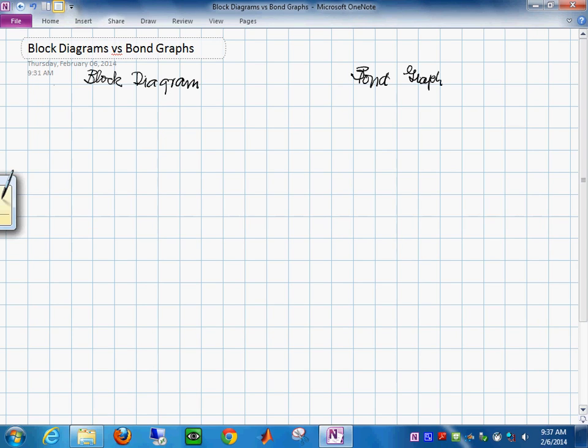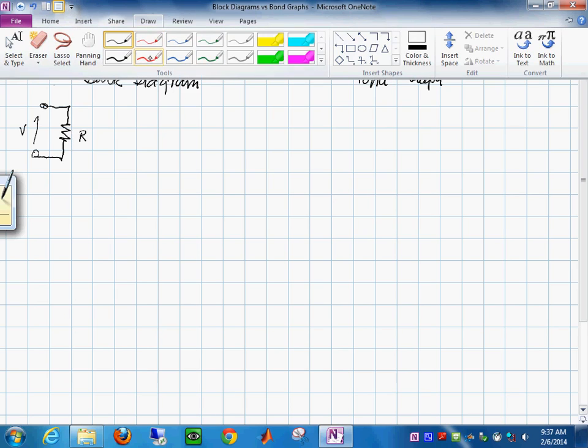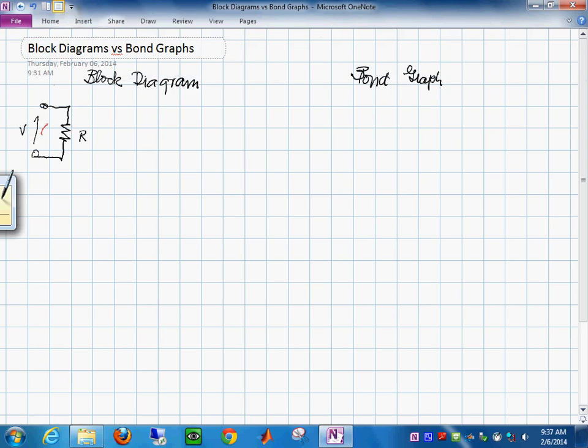Okay. I think we could start with just about any element, but I'm just going to pick one, basically at random. I'm just going to pick a resistor in an electrical system. You have a voltage across here, and then this is the element, and of course you have a current that circulates through it.